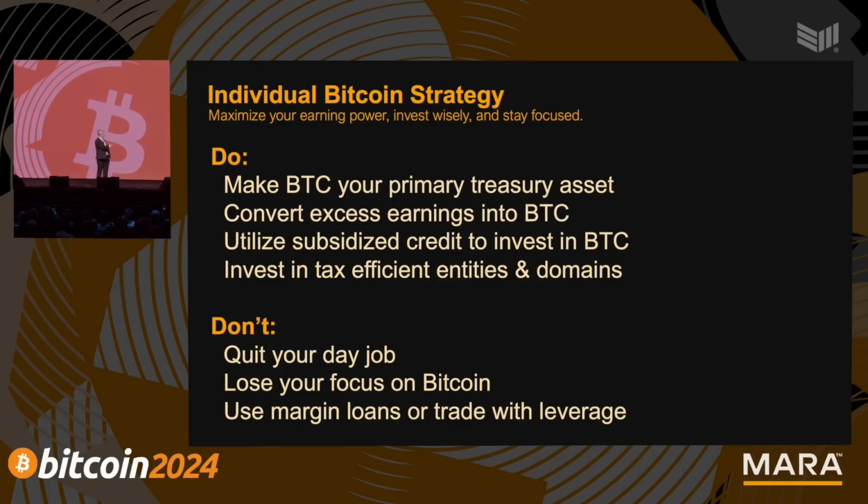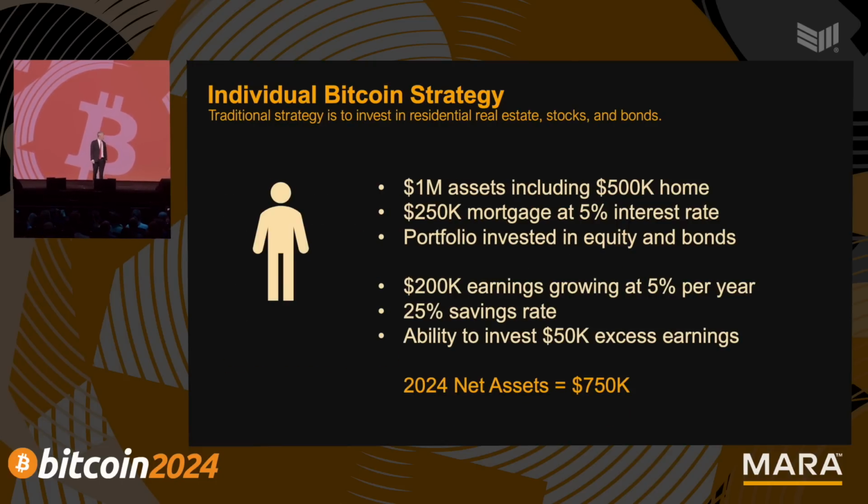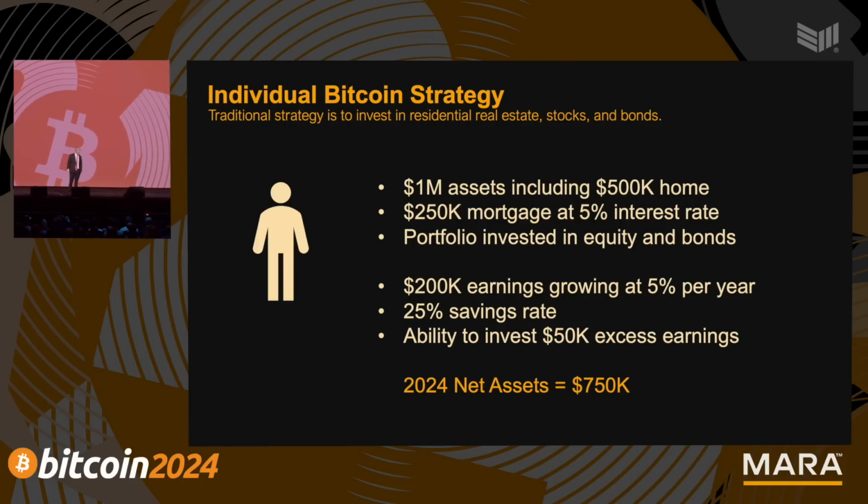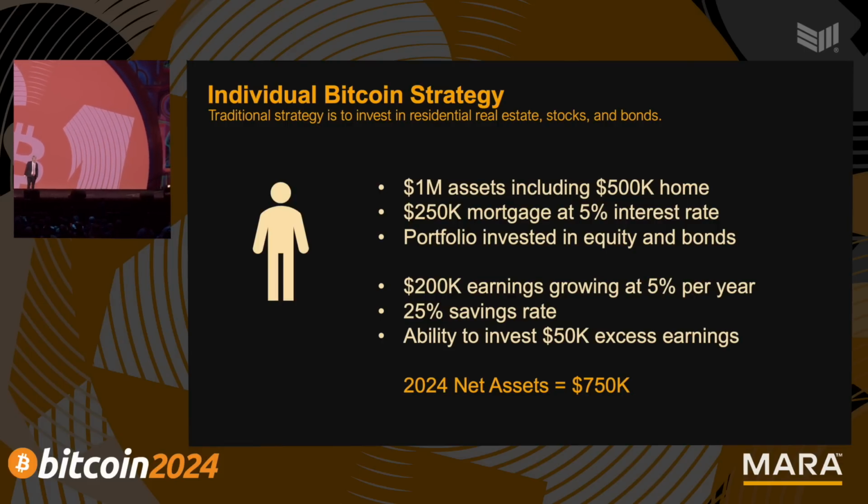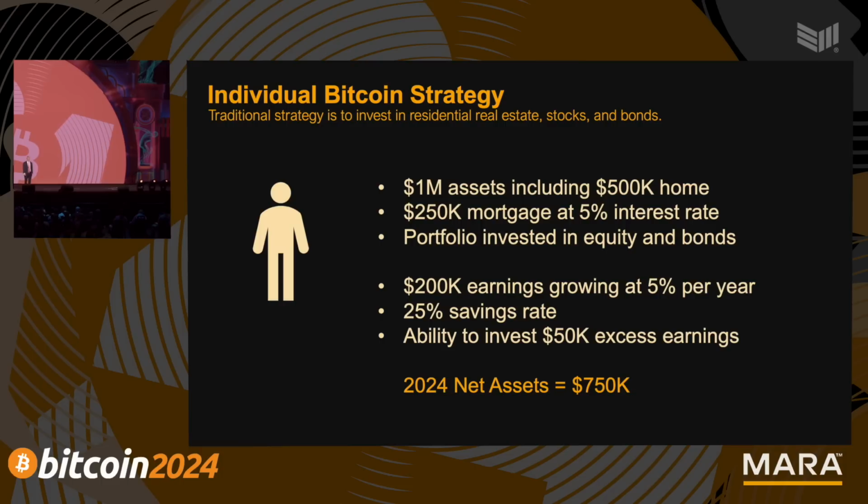So what's a typical person? Well, we actually model an individual, and we said, what if you had $750,000 in net assets and you made $200,000 a year and you're going to make 5% more every year and you got a savings rate of 25% and you can invest $50,000 a year? Well, there's a lot of strategies.